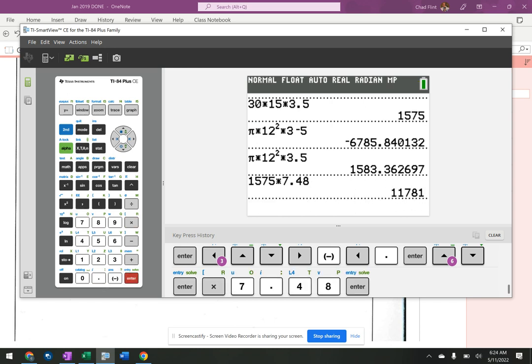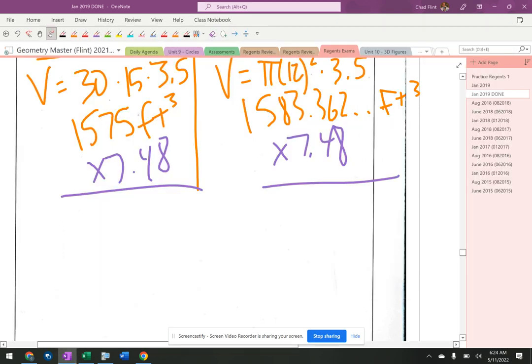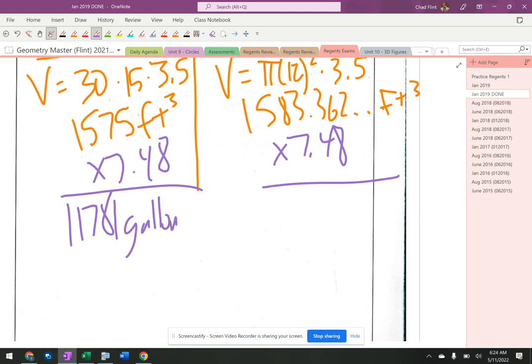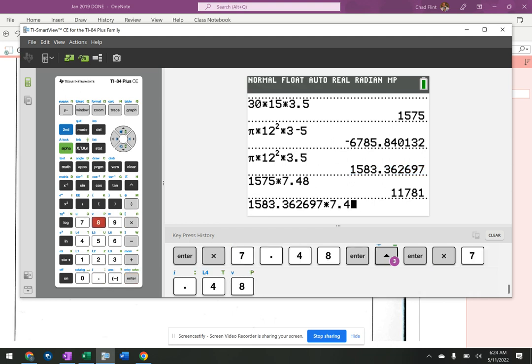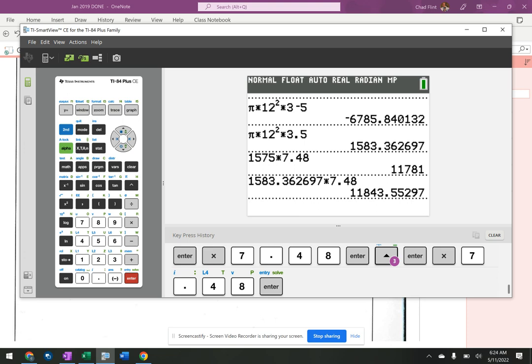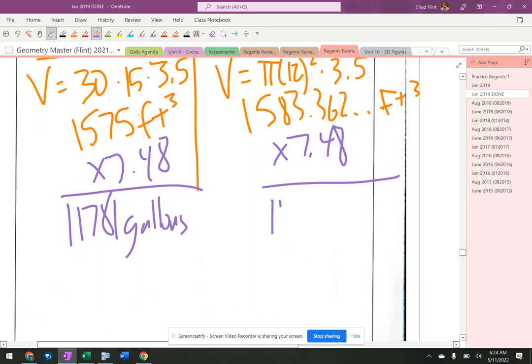So 1575 times 7.48 is 11,781, so she needs 11,781 gallons. And this person needs 11,843.552 gallons.